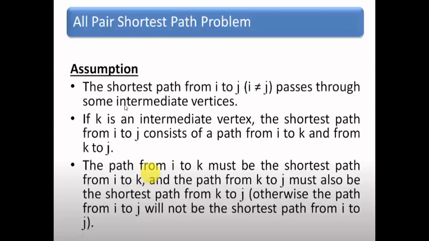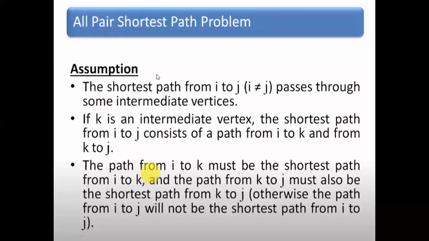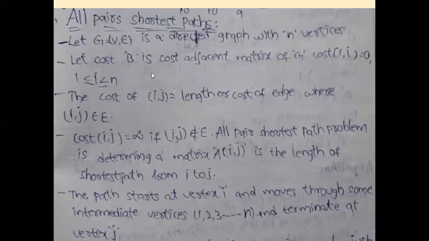So normally you are representing a matrix, that is a cost matrix. How is the cost matrix represented in the all-pairs shortest path problem? Suppose G is a directed graph with n vertices. That means the matrix size is n by n.